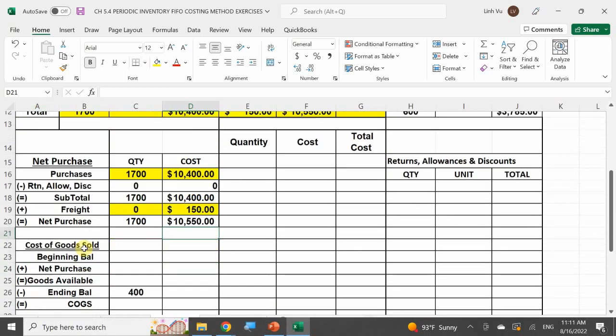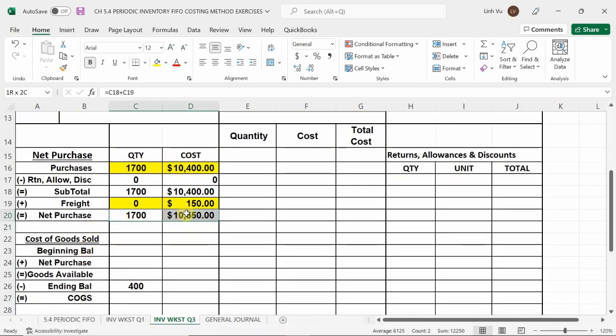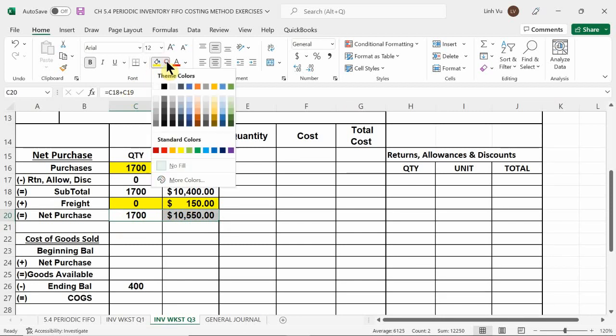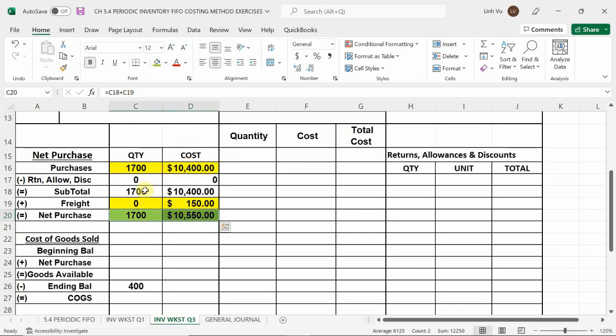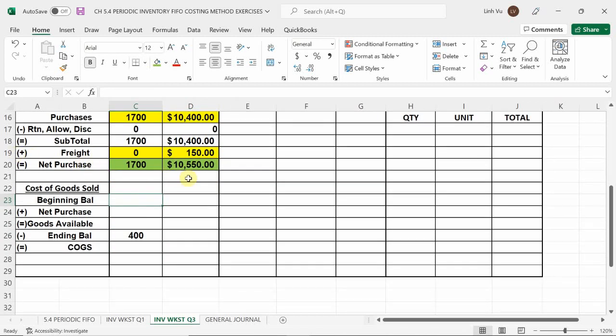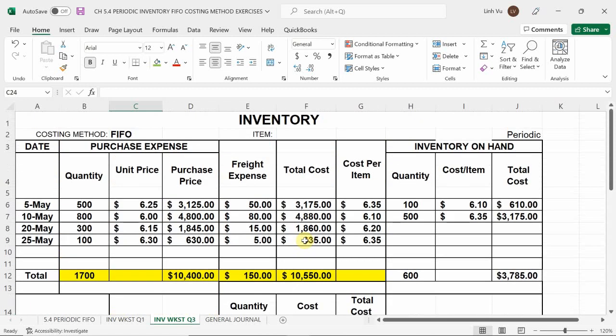Okay. So now this is my net purchases. We colored this green, right? Because we're going to need to carry this number down. Okay. Now we finished that section there. What was the total amount of purchases that we've made? Okay. So now, second one is going to be, what about beginning balances? Do we have beginning inventory? Yes, we do, right?